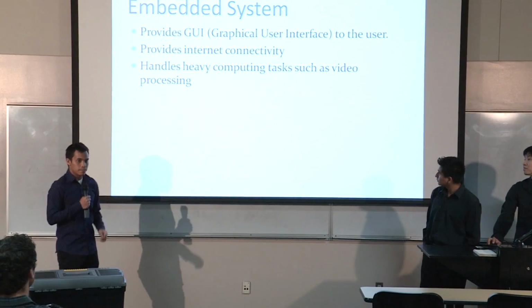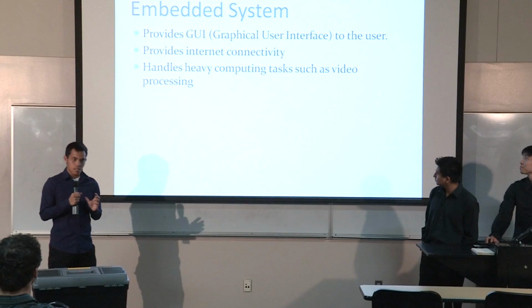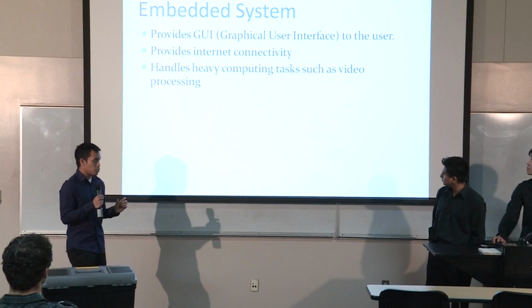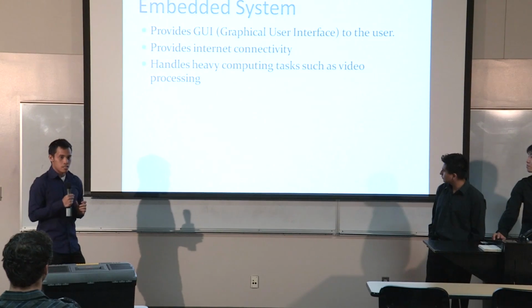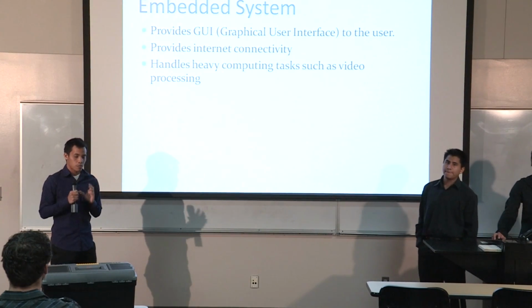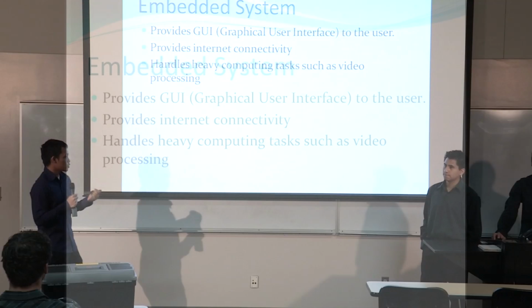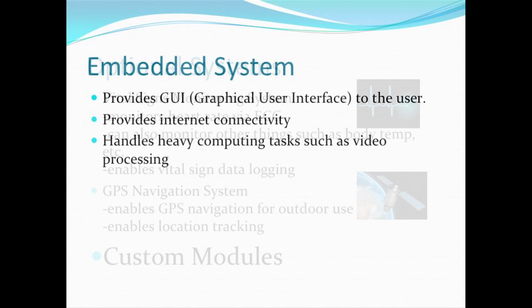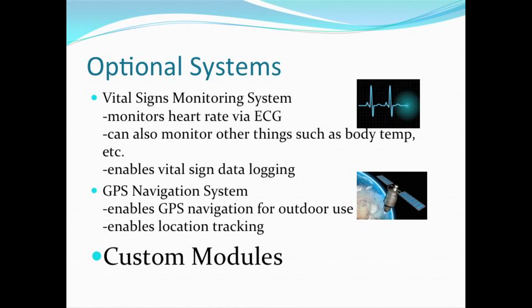Now the embedded system. We have the embedded system so we can provide a GUI, or graphical user interface, to the user. It also provides us with internet connectivity so we can send our data to a database. And if we want to add other tasks to it, like video processing, we can have the more powerful embedded processor take care of that.